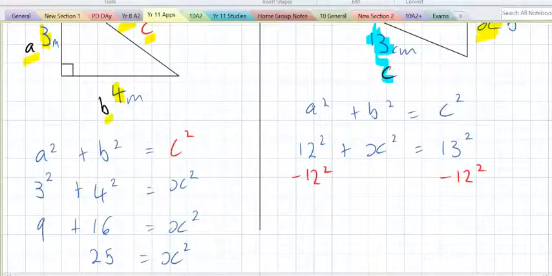I'm not sure if you guys are used to doing that working. Subtracting 12 squared from both sides. In previous years, would you have just written minus 12 squared on the other side? Alright, either way, as long as it's clear what you're doing. And now you're left with x squared equals 13 squared minus 12 squared.